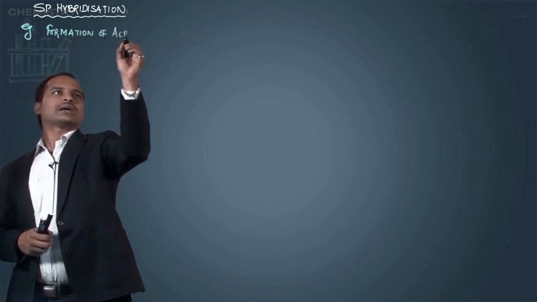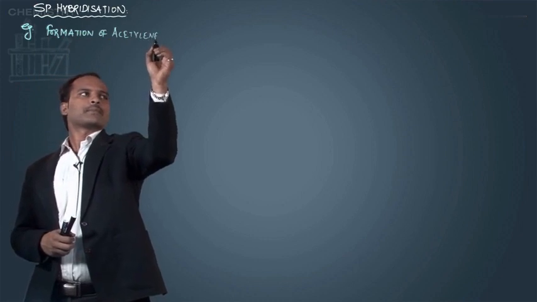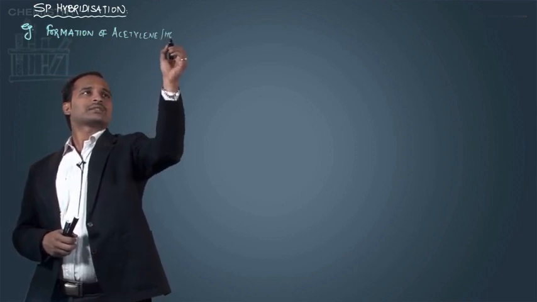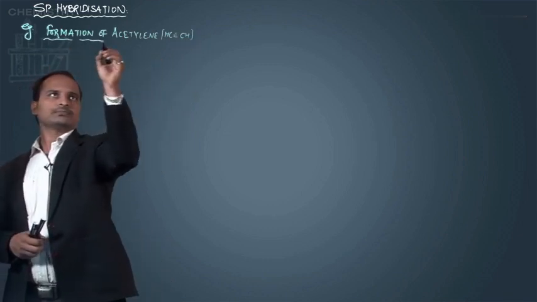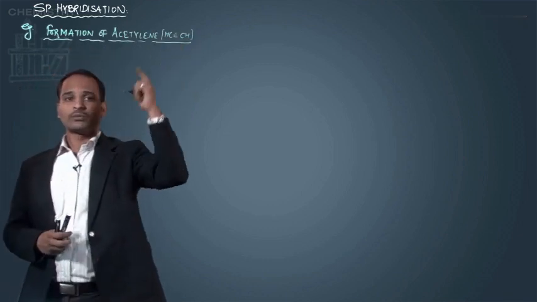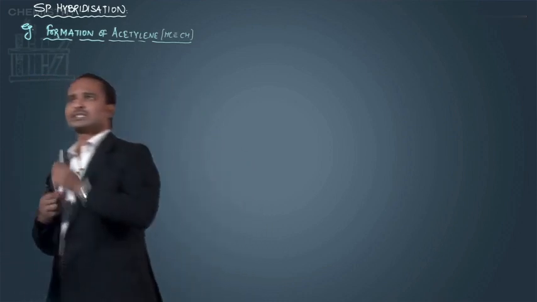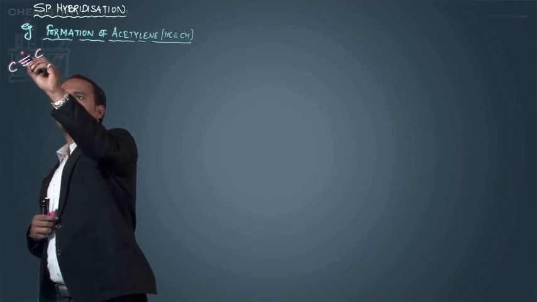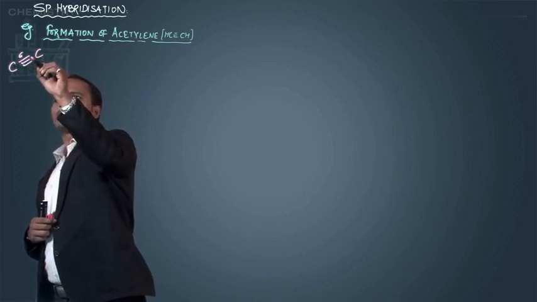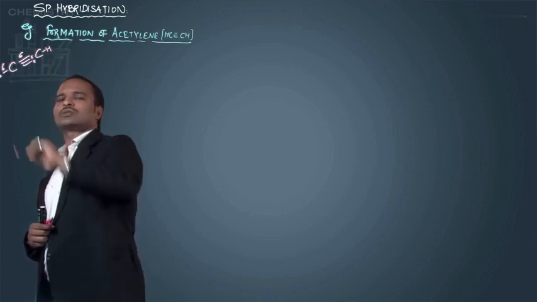acetylene, that is ethyne, HC triple bond CH. Now there is a carbon-carbon triple bond. If it is a carbon-carbon triple bond, then simply I can say that out of this triple bond, one will be sigma and two will be pi. And here this C is combining with the hydrogen, which means this bond is also going to be sigma.